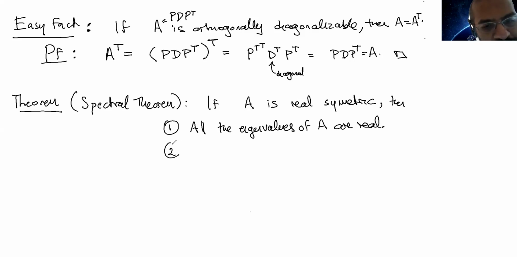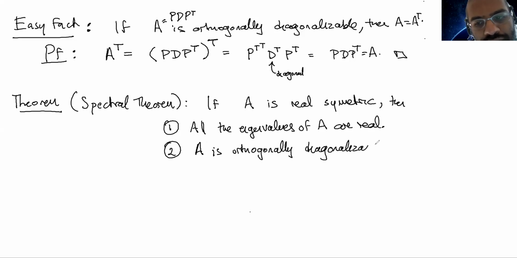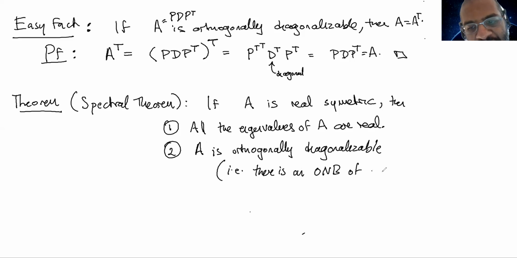And two, A is orthogonally diagonalizable. Again, what that means is there is an orthonormal basis of eigenvectors. So this is even stronger than being linearly independent, right? Because being an orthonormal basis is the strongest version of linear independence.